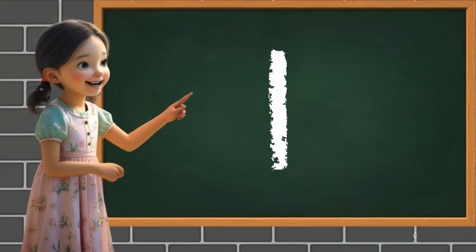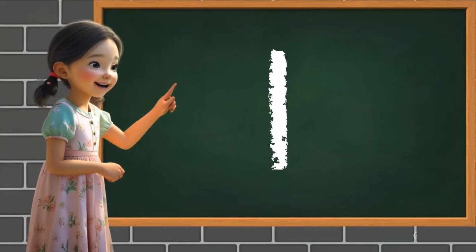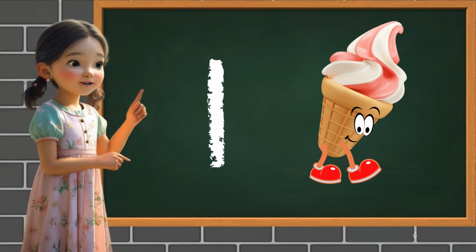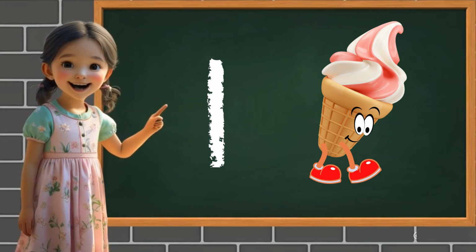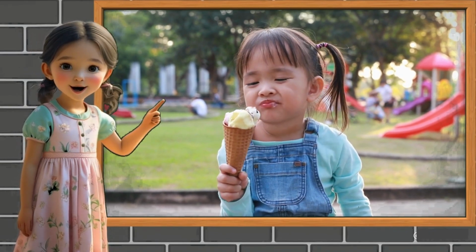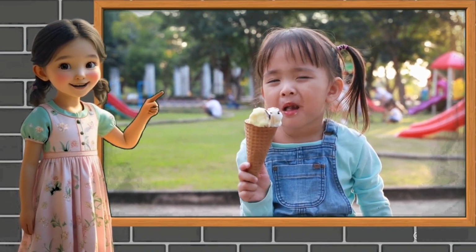The letter is I. You can say I. Now say I is for ice cream. I is for ice cream. Here you can see the little girl eating ice cream.